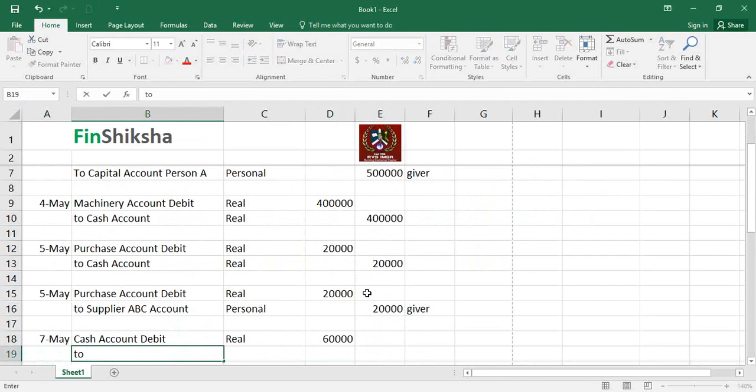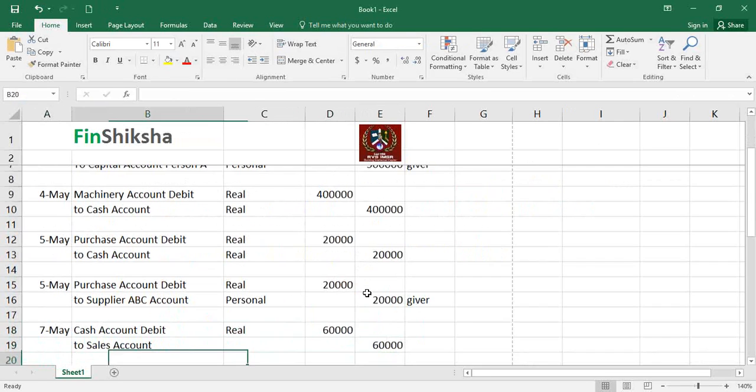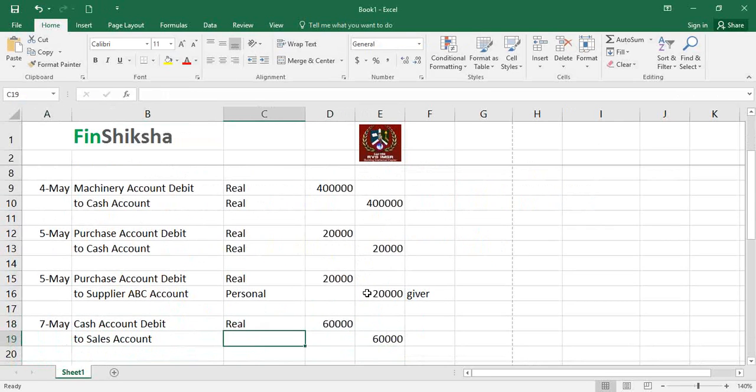And to sales account, now here there is a small interesting point. Sales account can be treated both as a real account, in which case the goods that go out get credited. It can also be treated as a nominal account where all expenses are debited and all sales and incomes are credited. So we're going to put it as nominal. 60,000 comes here.